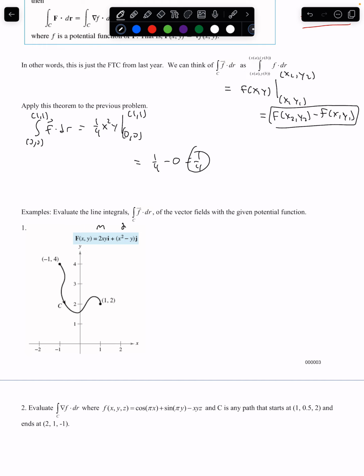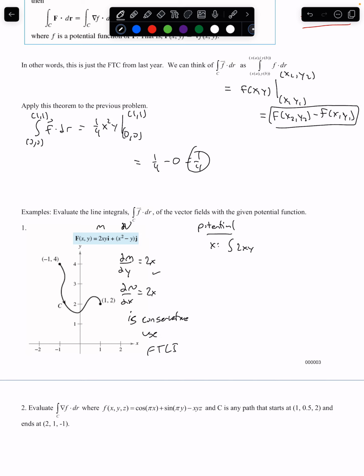So there's M and there's N. So the partial of M with respect to y, that is just going to become 2x. And the partial of N with respect to x, that's also 2x. So this is conservative. And because it's conservative, I'm going to use what we call the fundamental theorem of line integrals. So get the potential function with x's, same thing we did before.